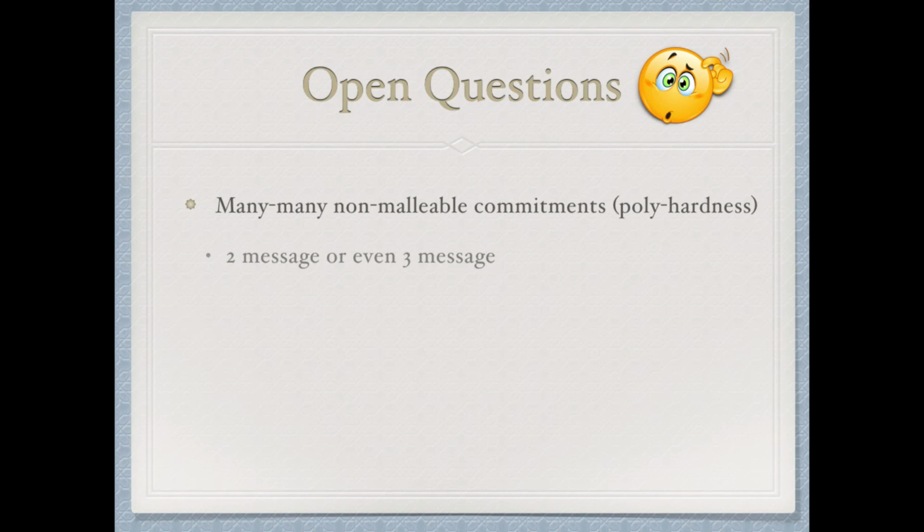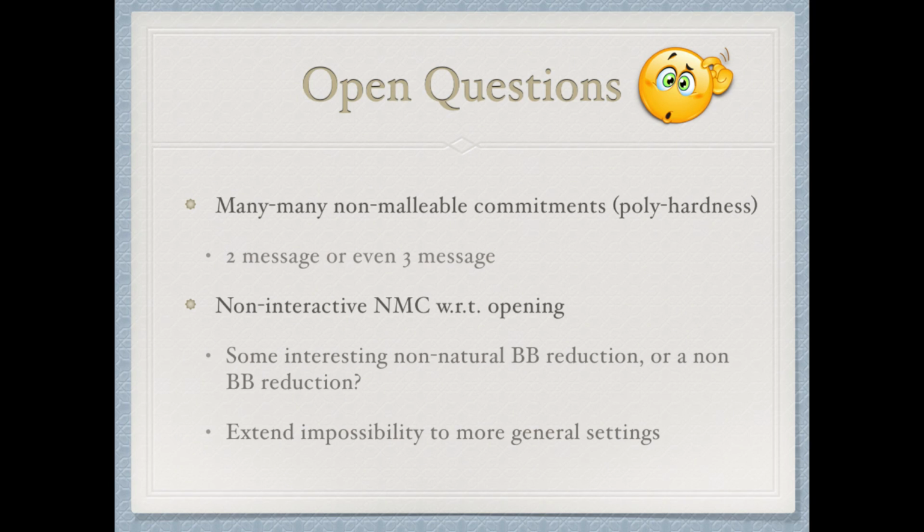Many non-malleable commitments with polynomial hardness in 2 messages or even 3 messages is a very interesting question. Things become hard in the many setting, just because typically for many non-malleability, one uses interactive proofs, and it becomes hard to do such proofs with just 2 rounds and just 3 rounds. So this is an interesting question. And non-interactive non-malleability with respect to opening also has this natural black box reduction gap. So can we get non-interactive commitments, or can we extend the impossibility to rule them out? That would be interesting.